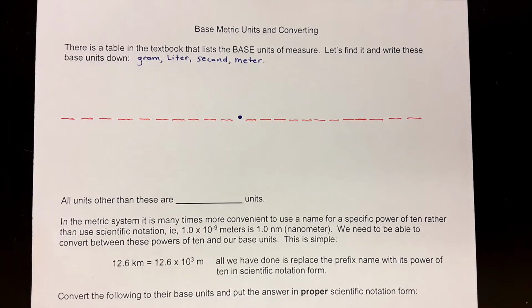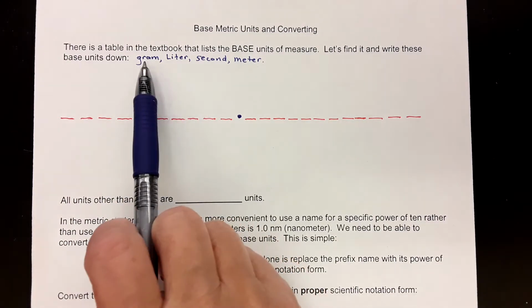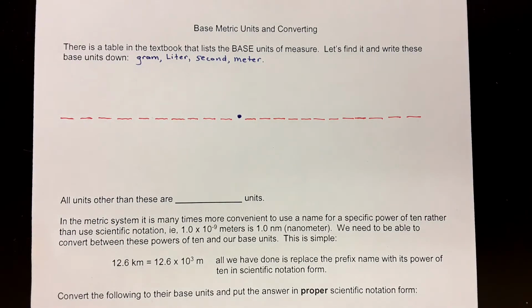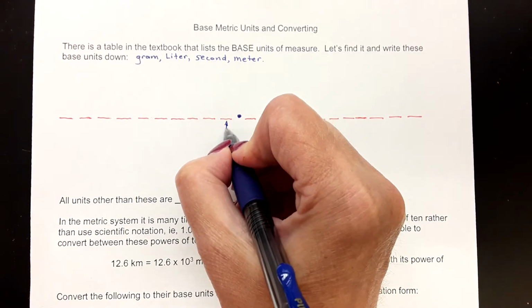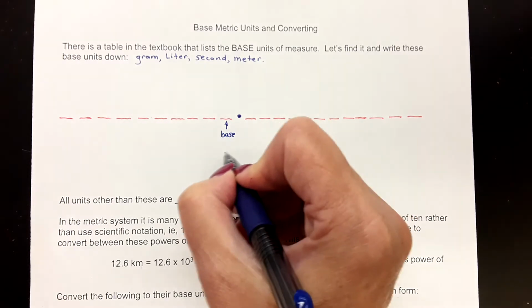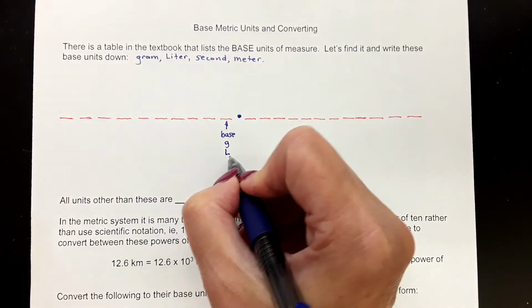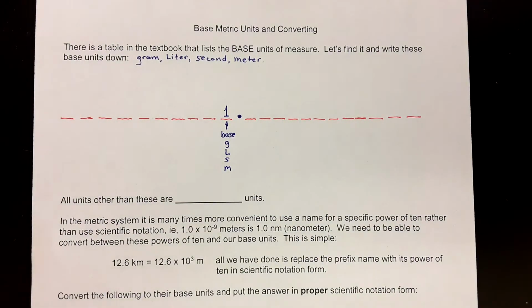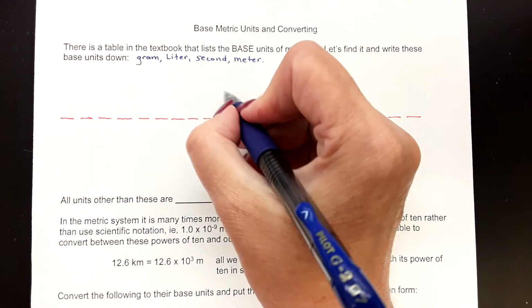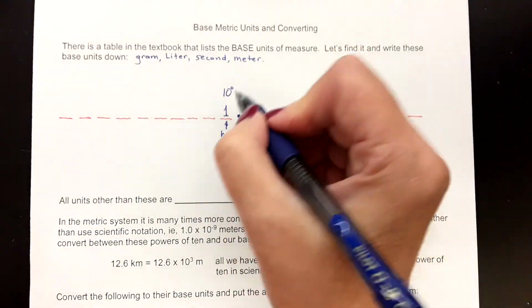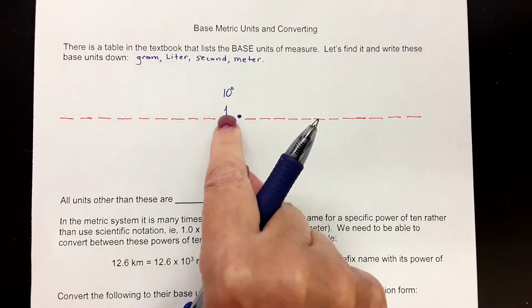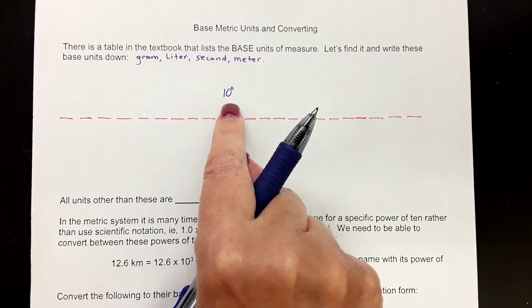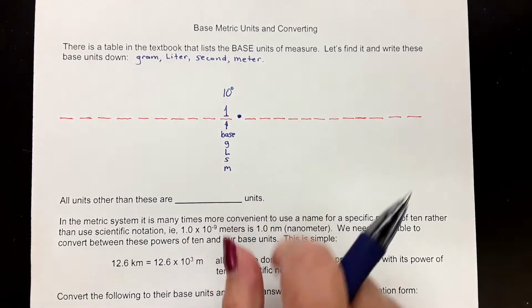Now, first off, if you have 1, 2, 3, 4, 5, 6, 7, 8, or 9 of anything, whether it's grams, liters, seconds, meters, then you're right here at the base. So that would be the gram, the liter, the second, or the meter. Now, in scientific notation, the power of 10 associated with this would be 10 to the 0 power. For example, if you had 5 grams, that would be 5 times 10 to the 0 power, because 10 to the 0 is 1, and 5 times 1 is 5.